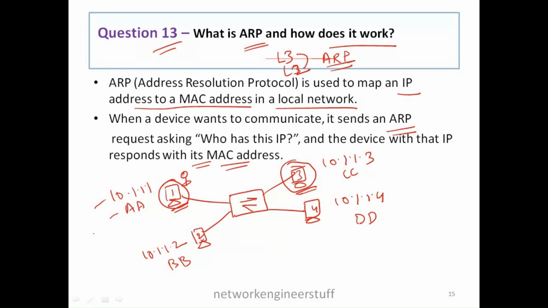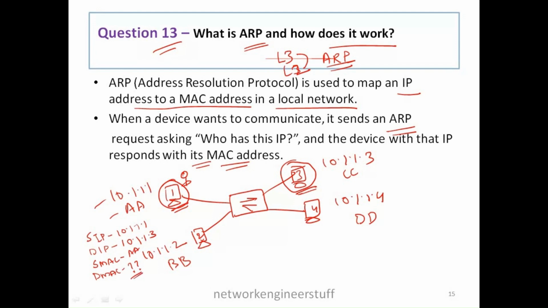Now let's say this user has the IP address of PC3, that is 10.1.1.3. So the details we currently have: the source IP address is 10.1.1.1, and the destination IP address is 10.1.1.3. Then it should have the source MAC address also. The source MAC address we already have, that is AA. But the destination MAC address, guys, we won't have.